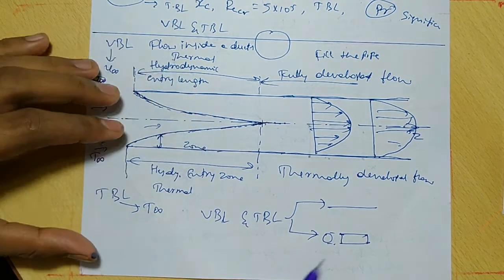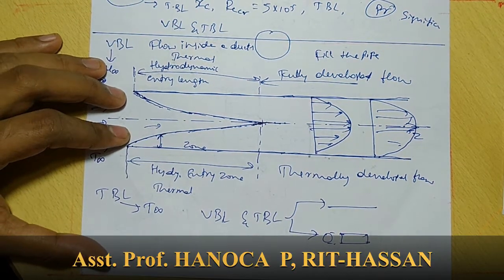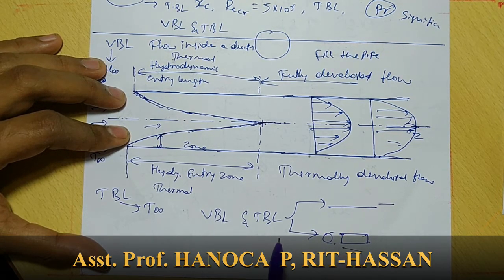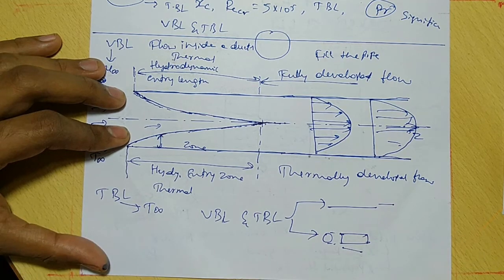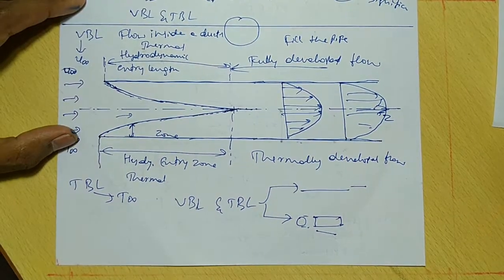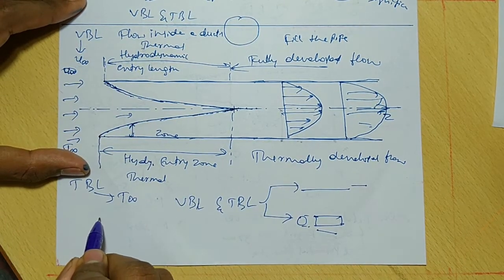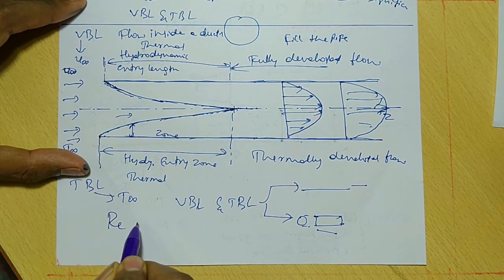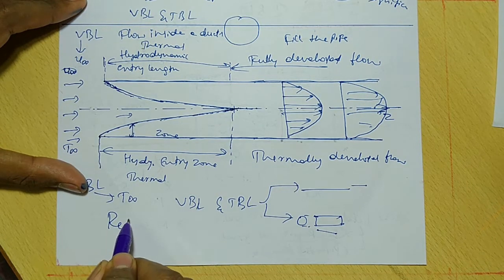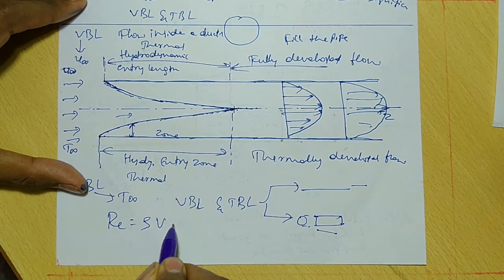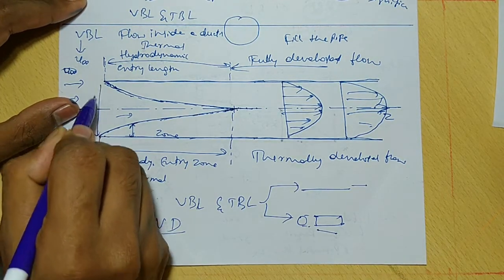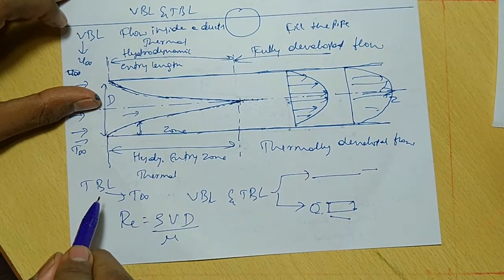Flow inside a duct. In the examination also, you should be aware of which condition they ask about, whether for the plate or for the ducts. Based on that, write in the examinations. In the flow inside a duct, the Reynolds number is defined as density times velocity times diameter divided by viscosity. This is the diameter for a flow inside a duct.